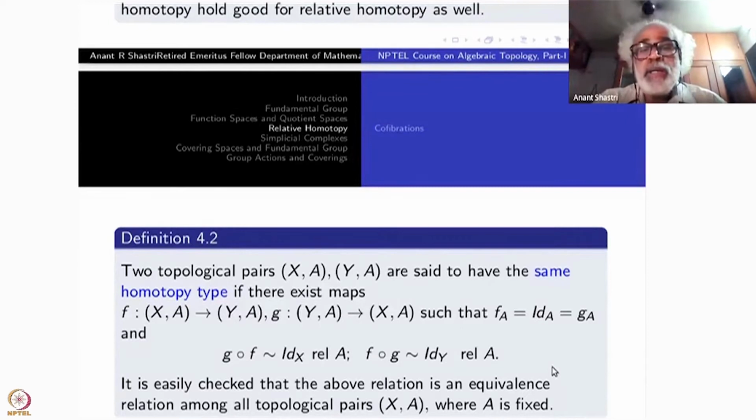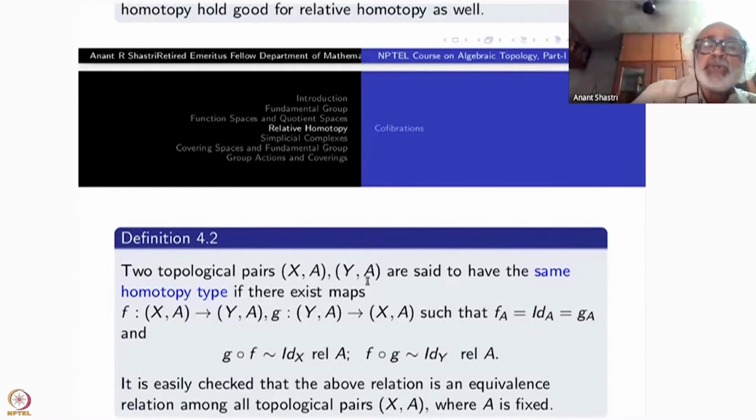If f and g are identity on A, then f composite g is the identity of A relative to A, meaning f composite g restricted to A is just the identity map, right? Therefore, g and f are inverses of each other when you restrict them to A. So they will be homeomorphisms. A and B are homeomorphic. And that is one reason why I have written Y and A here instead of B.